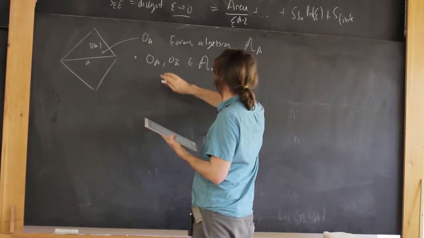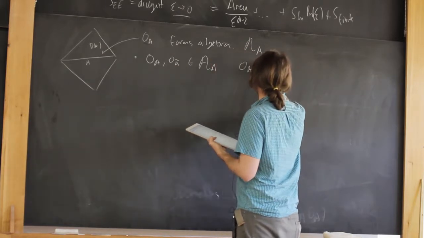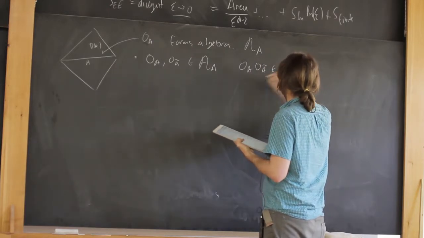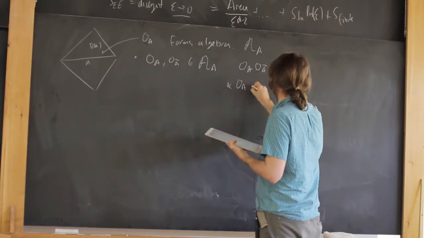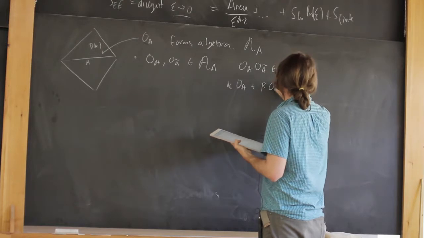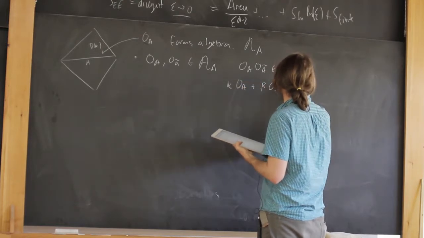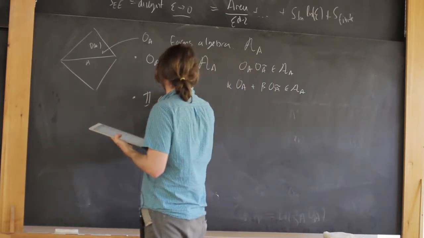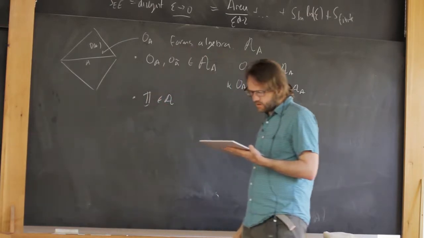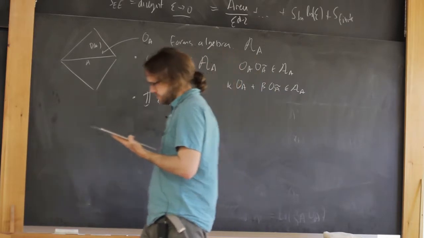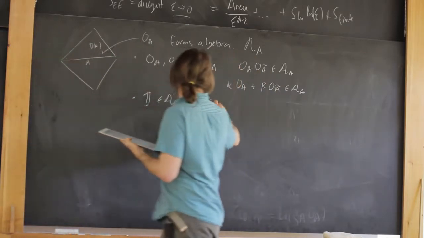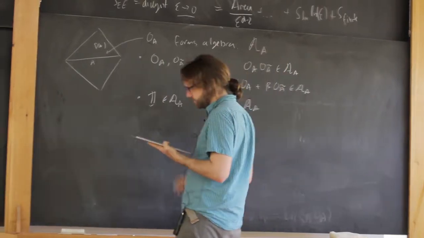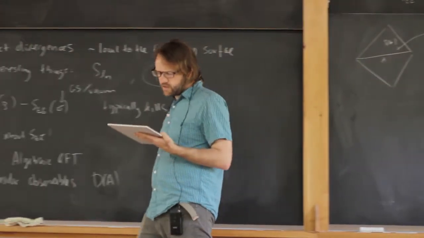Yeah, so if I have two, then the product is also in the algebra, and the sum with complex coefficients is in the algebra, and also the identity is in the algebra. Okay, oh, and the dagger, that's also important. The Hermitian conjugate is also in the algebra.